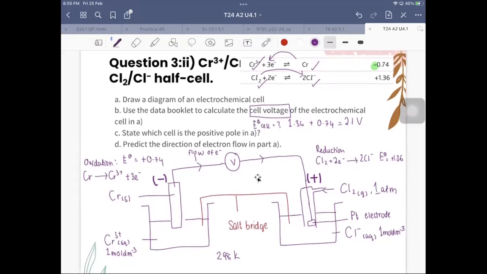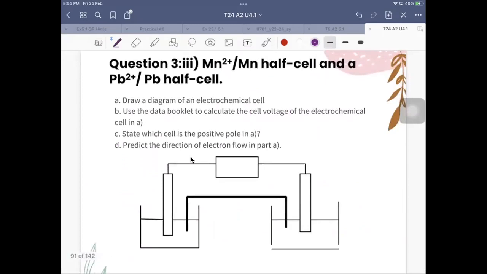Next, if you want to copy this down and if you need more time, please pause this video. We'll move on to the next part now, which is the Mn2 plus Mn half cell and a Pb2 plus Pb half cell.